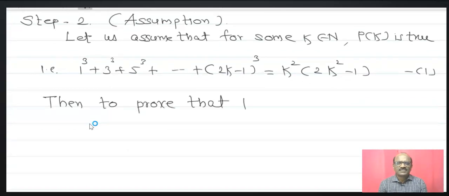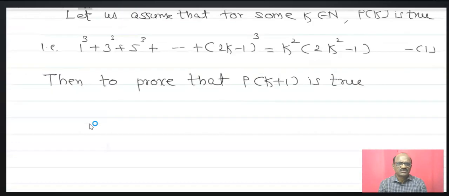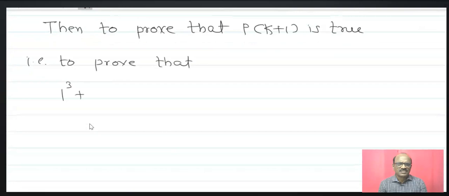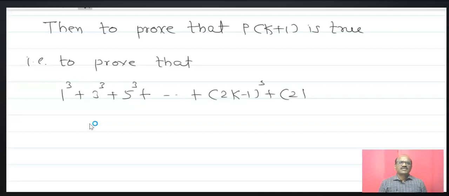Then to prove that, this is step number 3, that is called the succession. P of k plus 1 is true. That is, to prove that, here we replace k by k plus 1 and we get the last term. So see this.